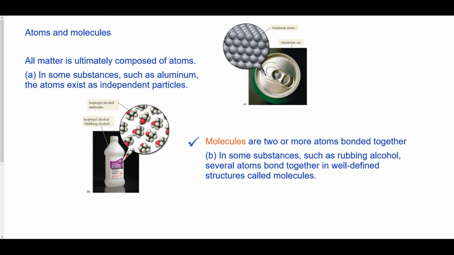Some more basic definitions. Atoms: all matter is made up of atoms, and some things we have just those atoms. An example here is aluminum, and if we look at the aluminum, it is only made up of aluminum atoms. But we also have molecules, which are any two or more atoms bonded together. Here's an example of rubbing alcohol, and it has several atoms that are bonded together. We also have molecules that have the same atom bonded together.